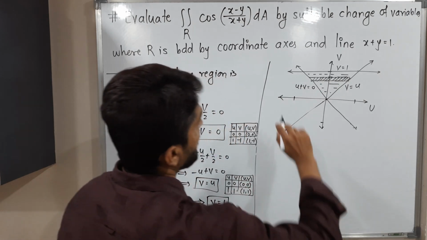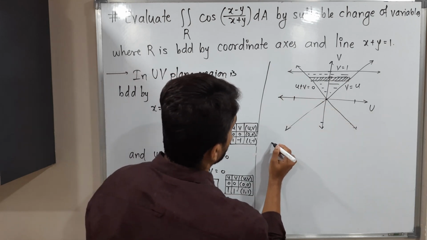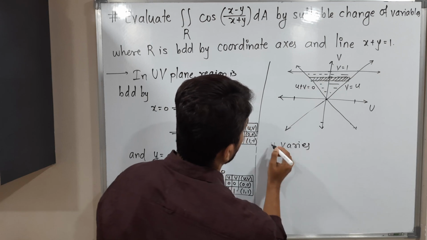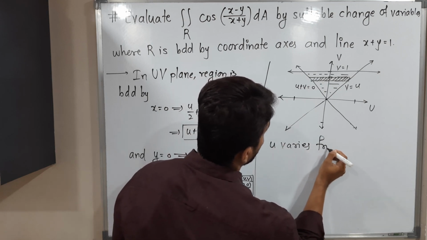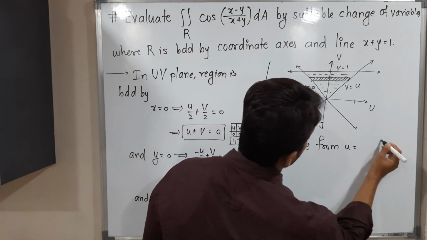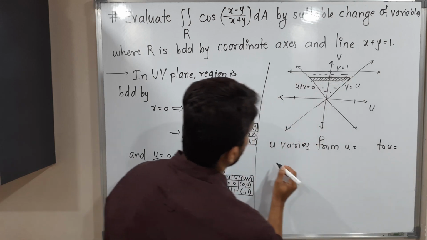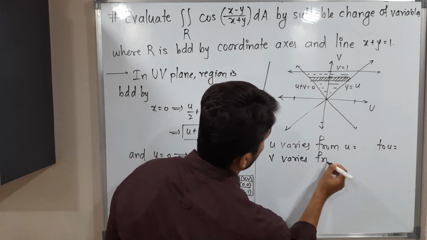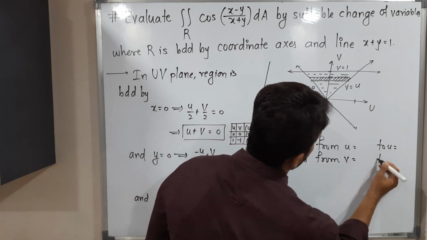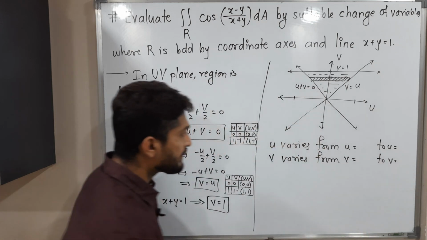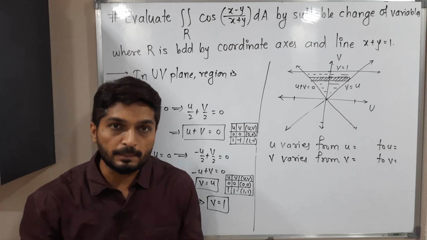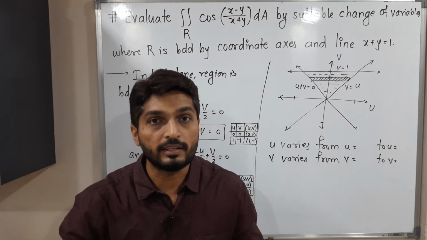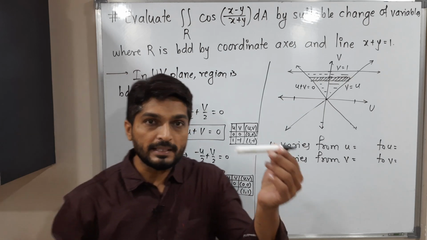So the strip is parallel to the u axis. So we should write u varies from u is equal to, and then v varies from v is equal to. See why I am writing u first, since my strip is parallel to the u axis. So that's why I am writing u first and then I am writing v later. So the strip is like this.